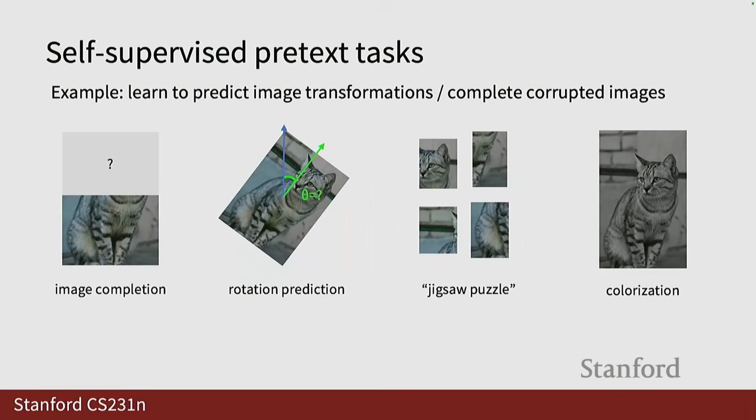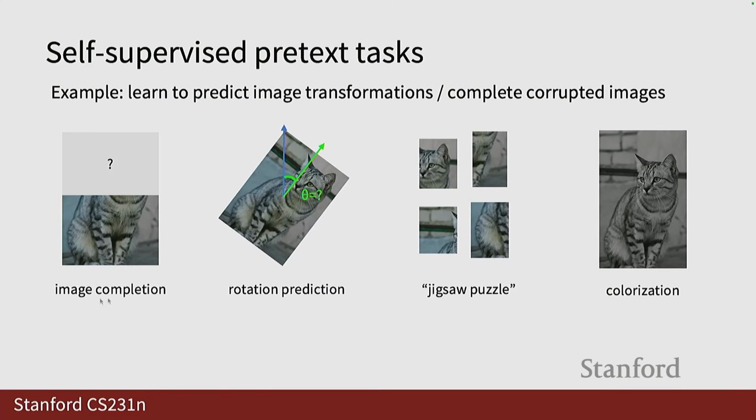But how to define the pretext task itself is not that straightforward. There are many different ways of defining those. Just keep in mind that we want to define the pretext task in a way that it's first general enough that it can get us good features, and doesn't require manual labeling. So the labels should come from the data itself, right?